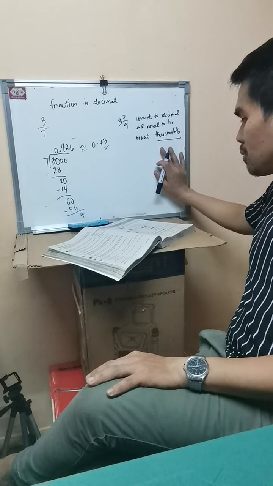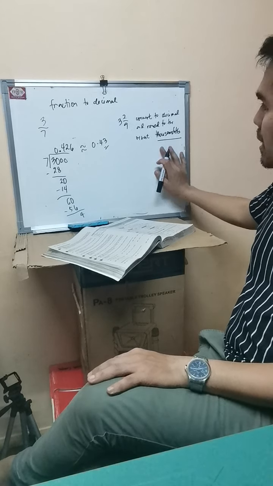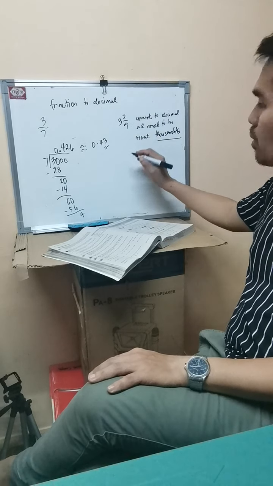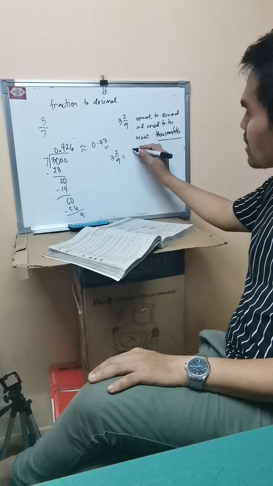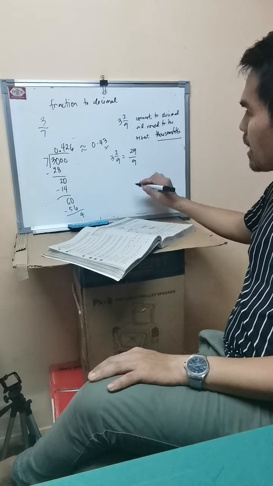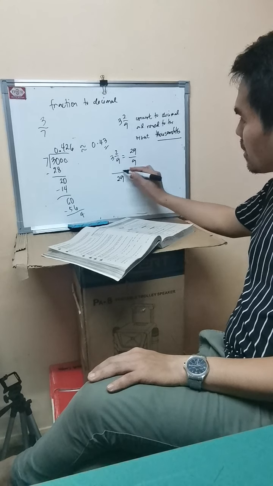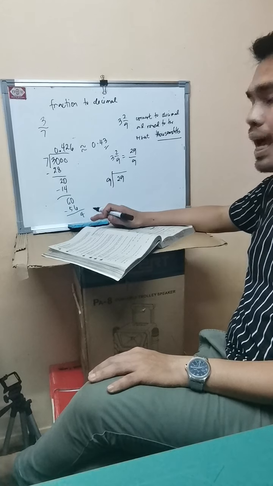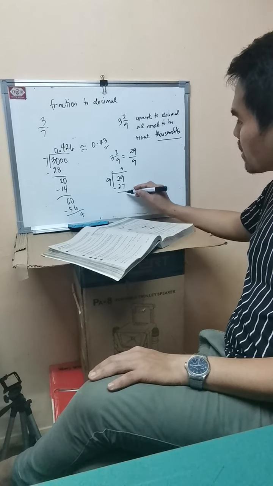So what we're going to do is, first, we will rewrite the number into an improper fraction. 9 times 3 is 27, plus 2, that's 29. So 3 and 2 over 9 is equivalent to 29 over 9. And that's what we're going to divide now. That is 29 divided by 9. Of course, 29 divided by 9 is 3, 27. So there's a remainder of 2.